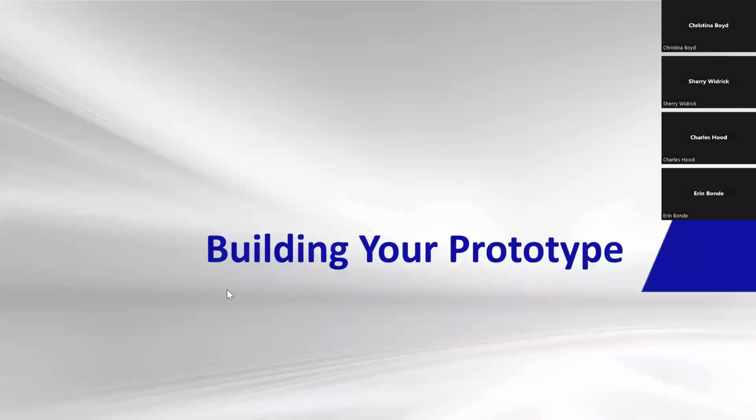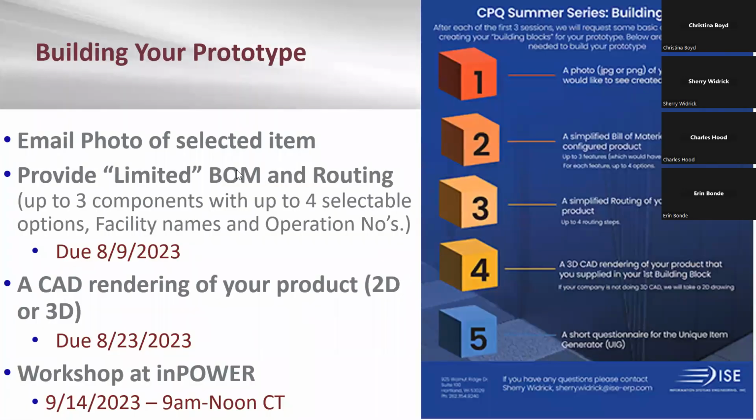So the last part I wanted to touch on was continuing to build your prototype for the workshop. We had those building blocks that we talked about last time in terms of what we need to help you build your prototype, or mini proof of concept, if you will. We asked that you send a photo of a selected item that you would like us to help build for you, and then a limited bill of material and router. So up to 3 components with up to 4 selectable options, including facility names and operation numbers.